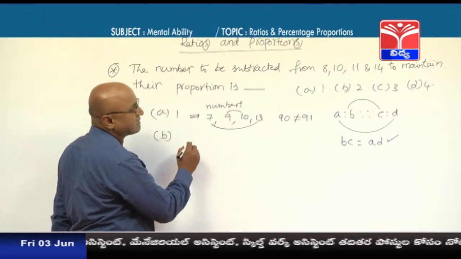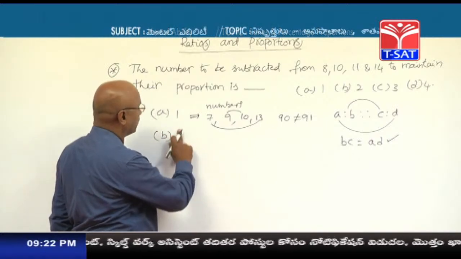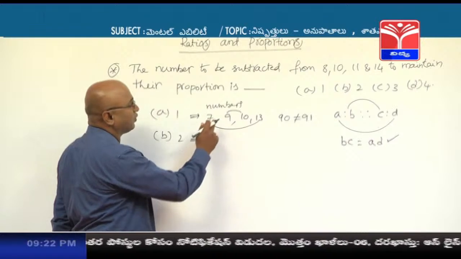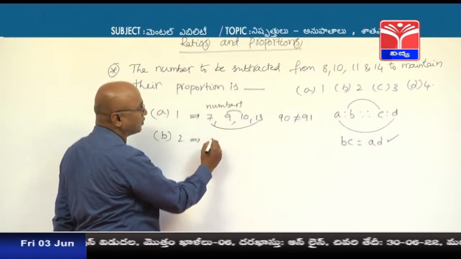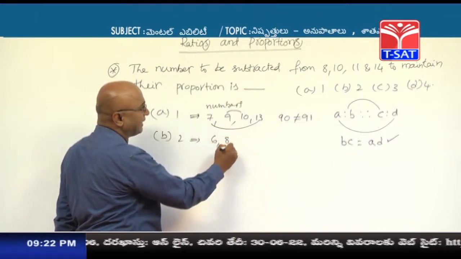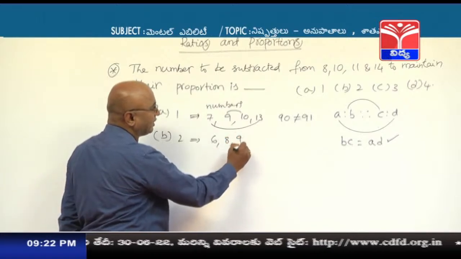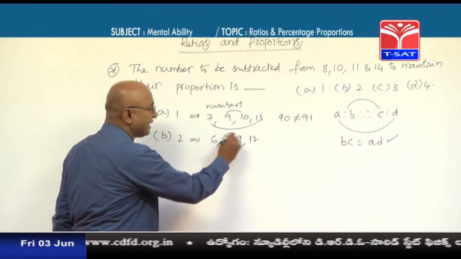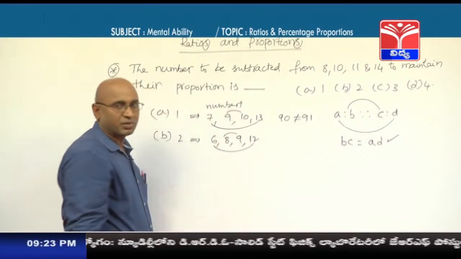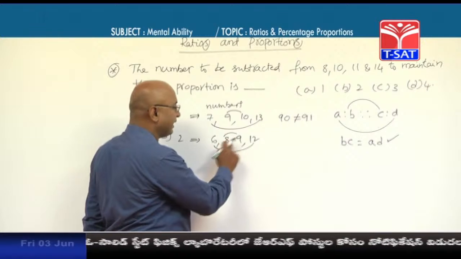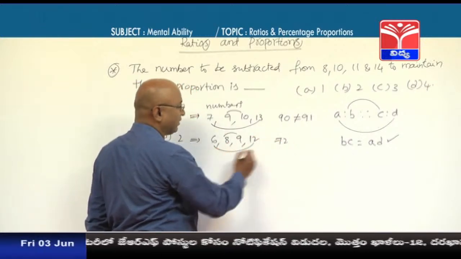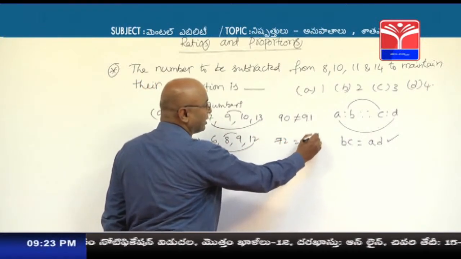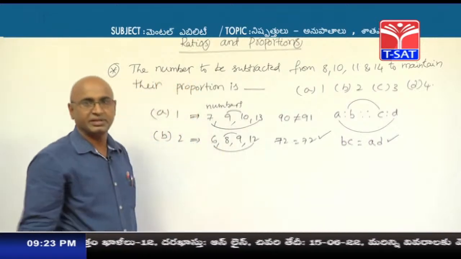And the second option is 2. If we subtract 2 from this, 8 minus 2 is 6, 10 minus 2 is 8, 11 minus 2 is 9, 14 minus 2 is equal to 12. Now see, the product of means is equal to product of extremes. Now 8 9s are 72 and 12 6s are 72. So 72 is equal to 72.